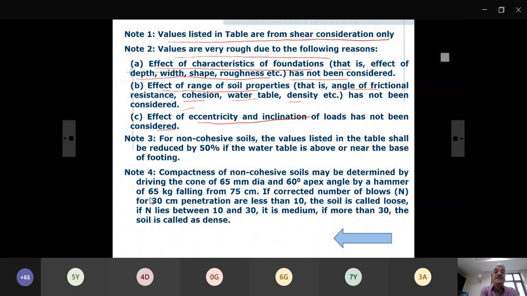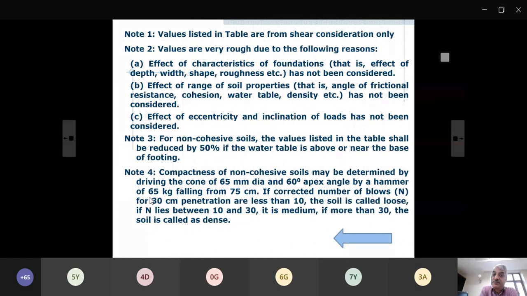And then it says for non-cohesive soils, that is sandy or gravelly soil, the values listed in above table shall be reduced by 50% if water table is above or near the base of footing. So if this is my footing and this is base of footing, if water table is likely to come here or above, I must reduce them straight away by 50%. See, it becomes half. That's why I said always read the footnotes, which normally we are not in the habit of. Table mein liya, tak se dala aur chal diya.